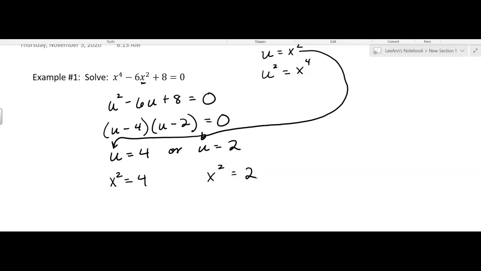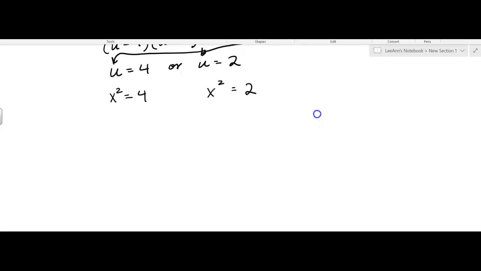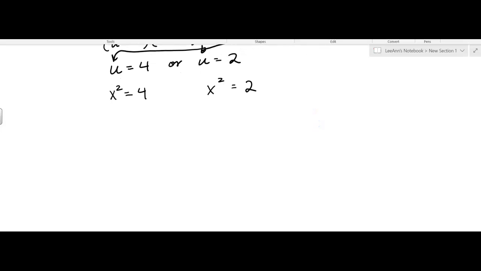Okay, so you put the u in with the u-substitution to get it in quadratic form. Then you solve the equation like you solve quadratic equations. That's what we've been working on in this chapter. But now, after you get the solutions for u, you have to go back and put the x in. It's because we want to solve for x.